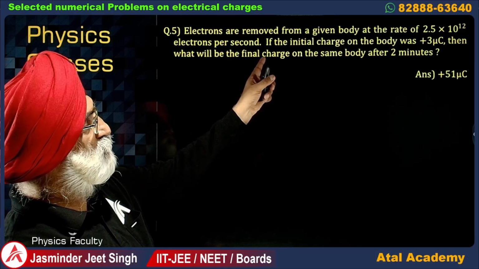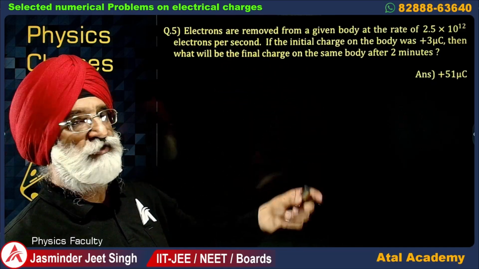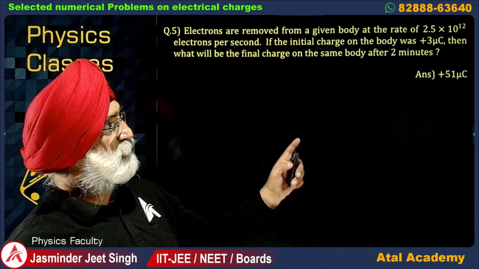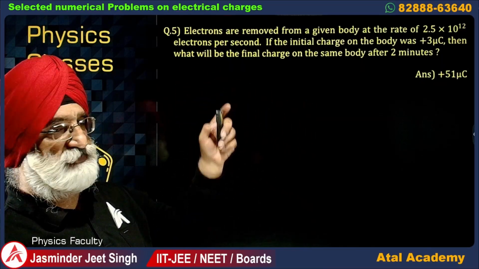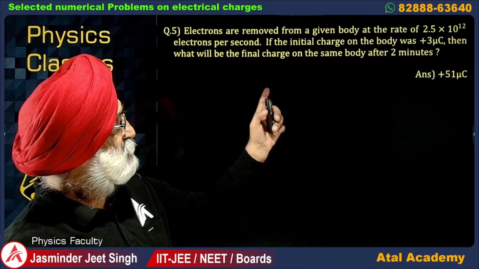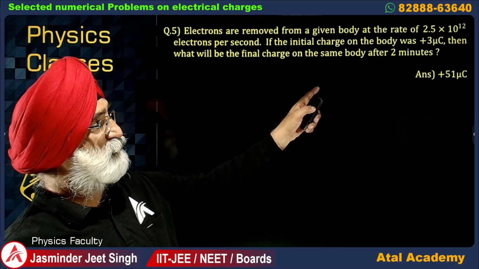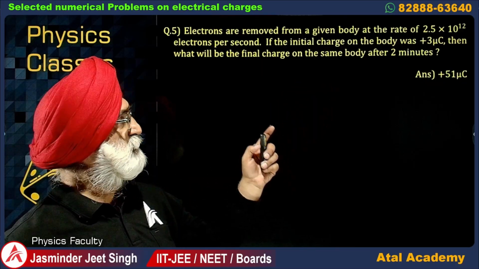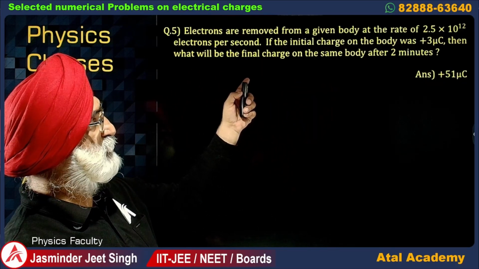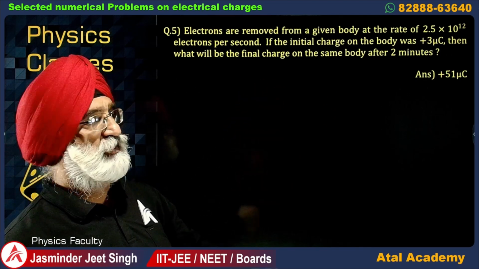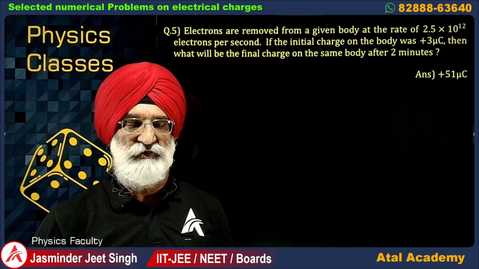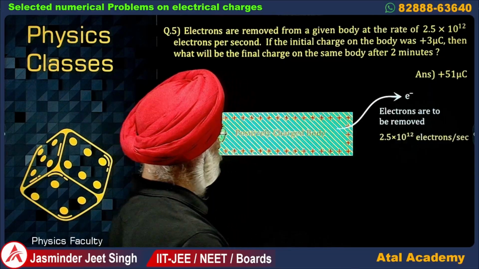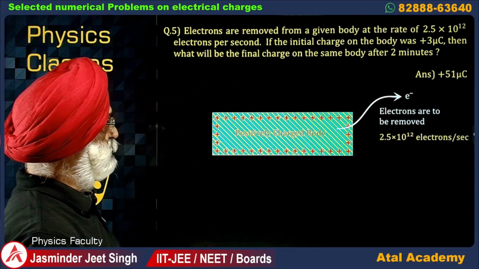Electrons are removed from a given body at the rate of 2.5 into 10 to the power of 12 electrons per second. If the initial charge on the body was plus 3 microcoulomb, then what will be the final charge on the same body after 2 minutes?